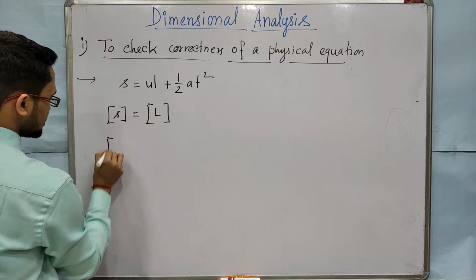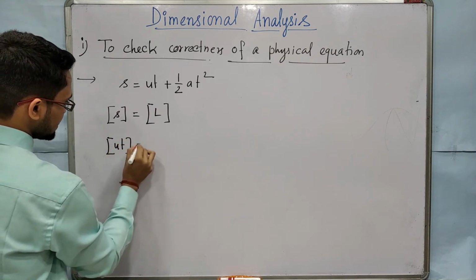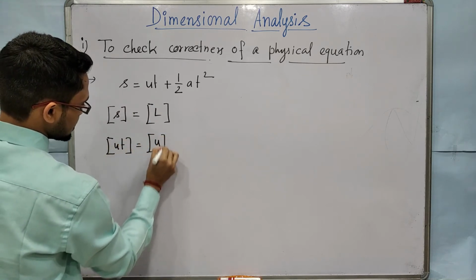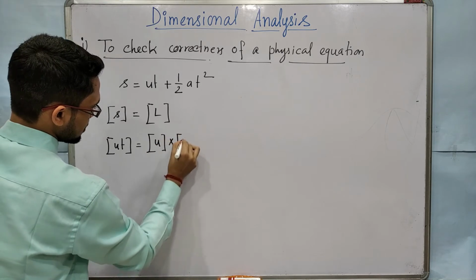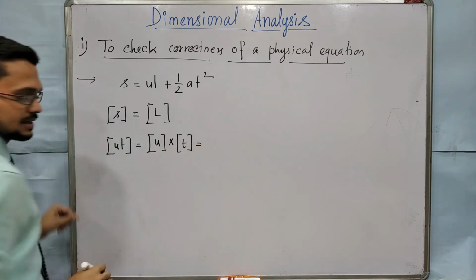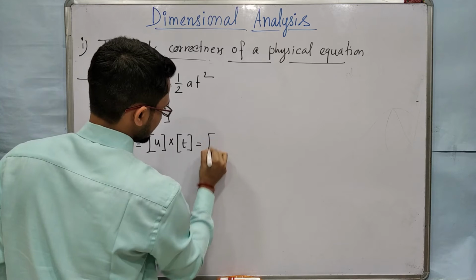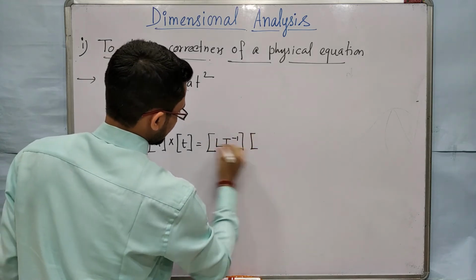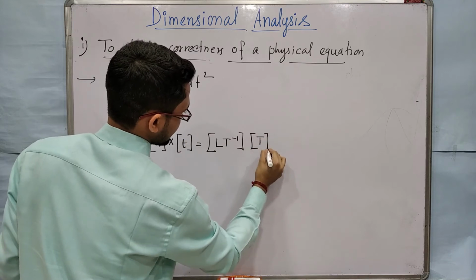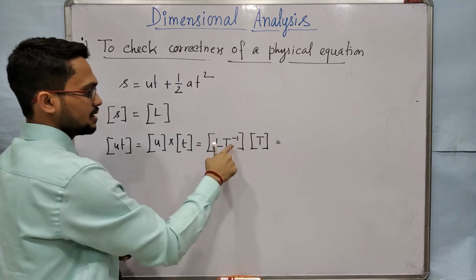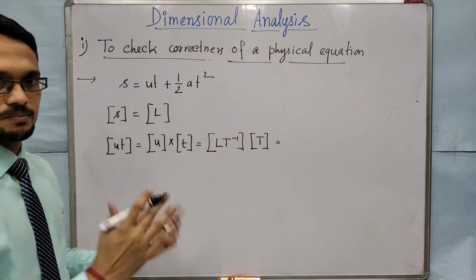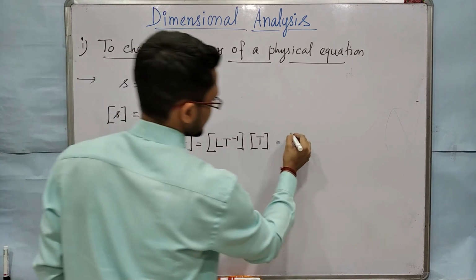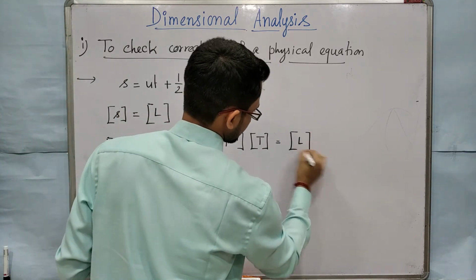Next, dimension of UT. That means dimension of U into dimension of T. U is what? Initial velocity. Velocity means L T minus 1. And time, this is time, means capital T. Here power 1, here power minus 1. Minus 1 plus 1, it will be 0. So the dimension is L.